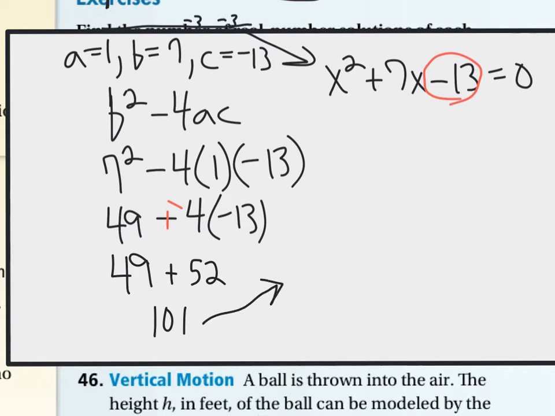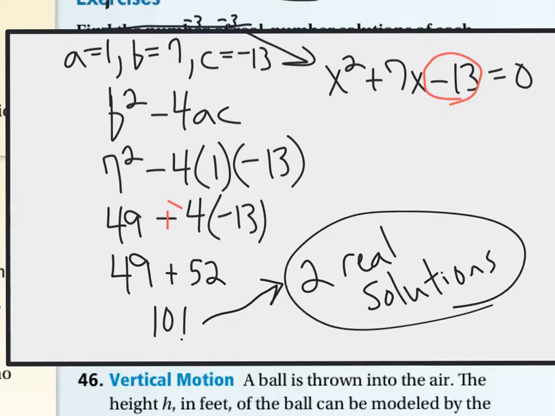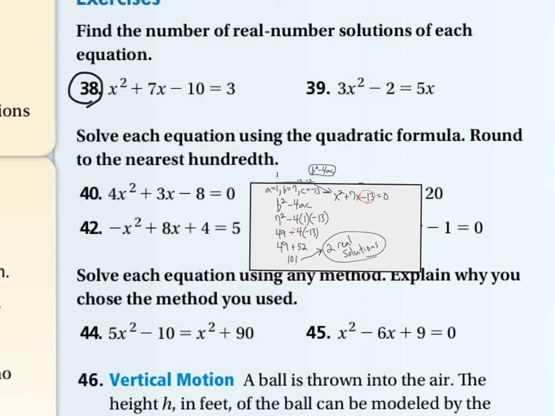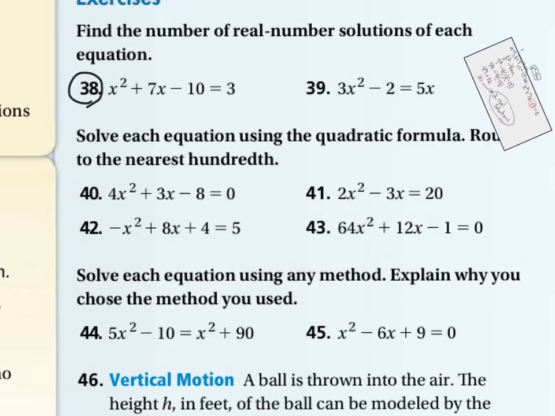And we're not worried so much about exactly what the number is as we are about whether it's positive, negative, or 0. Since that came out as a positive answer, that means we would have something plus or minus square root of 101 over something. So that means that we have 2 real solutions, or 2 real number solutions, you could say. And again, for those, you should be able to look in the back of your book to see answers.